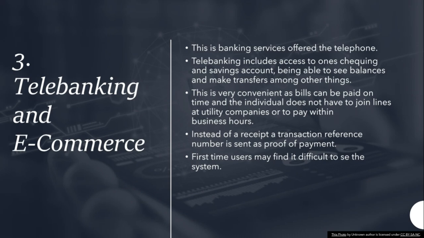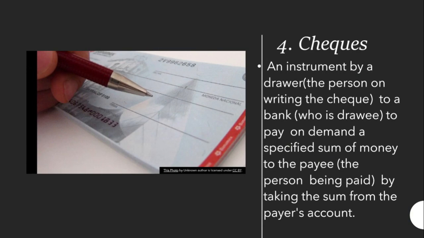Number 4 says checks, and everybody is used to checks. It is becoming less common now. More people are using different methods because most people don't want to handle the check, but it is still around and it is still being used, right? A check is an instrument by a drawer, and the drawer is the person who is writing the check, to a bank.